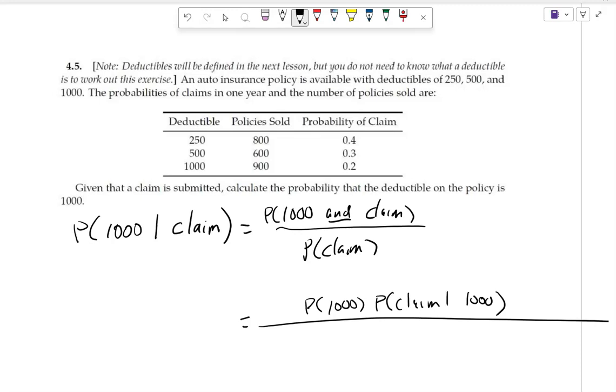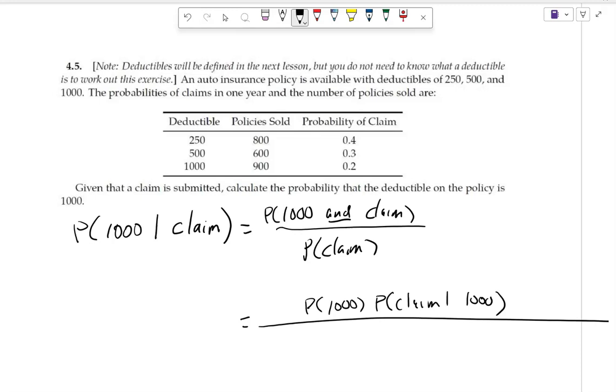Now let's think about the bottom. I need the probability of a claim. I like to think about it as paths. If you're used to doing trees, it's kind of a tree idea as well. How can I get to submitting a claim? What routes can you take to submit a claim, given the policies here? I can go through a 250 deductible, a 500 deductible, or a 1,000 deductible. So you've got to split it up into those three cases.